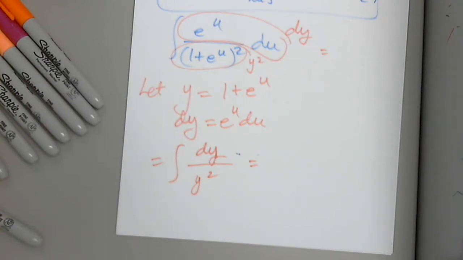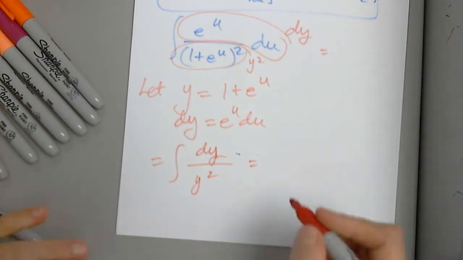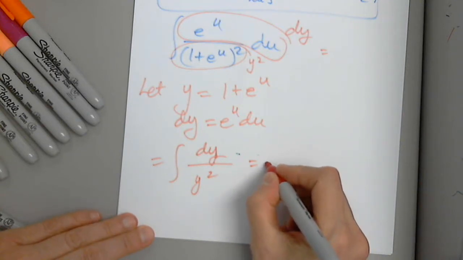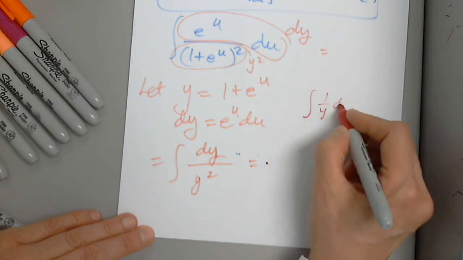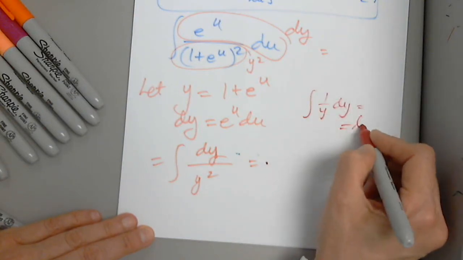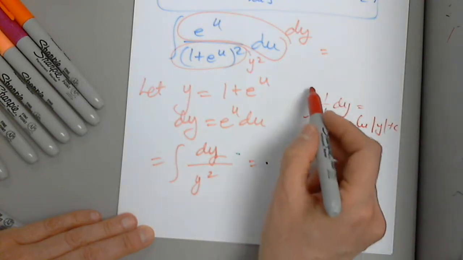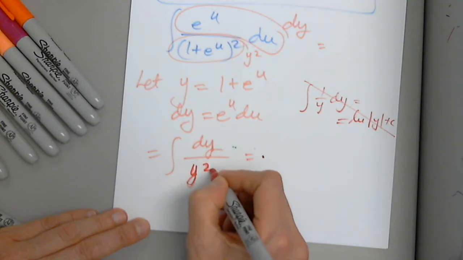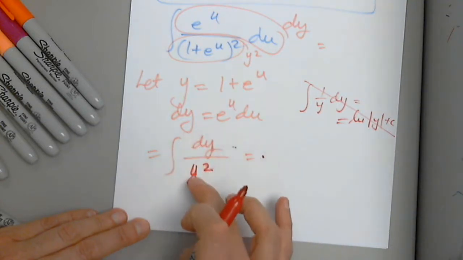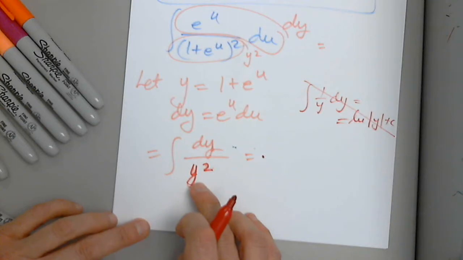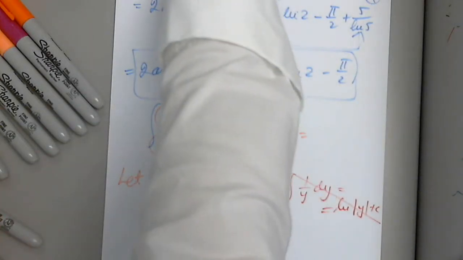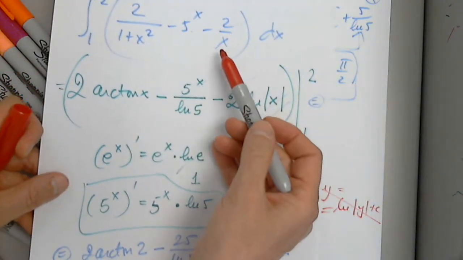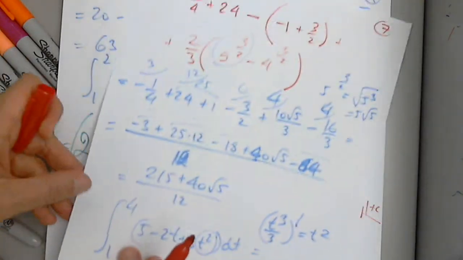That's why I insisted a long time ago to remember this. Careful. If I had the integral of 1 over y dy, yes, I would have said natural log of the absolute value of y plus c. But that's not the case. It's y squared. Which function prime is 1 over y squared? I know you know because we just used it a couple of minutes ago.